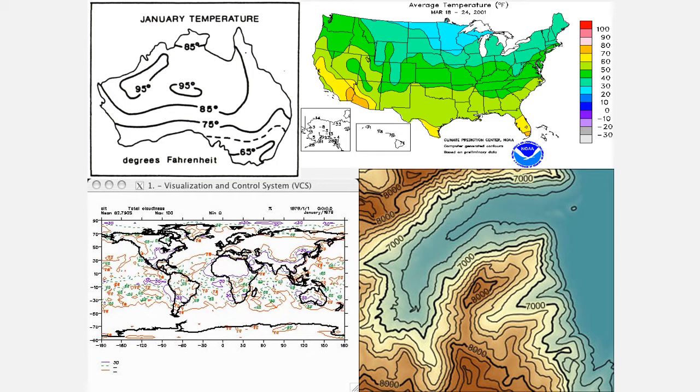One of the things to keep in mind is that when these maps are referring to temperature, they will call the lines themselves isotherms, right? If you're looking at temperature, climate related maps, they'll be referred to as isotherms instead of isolines.